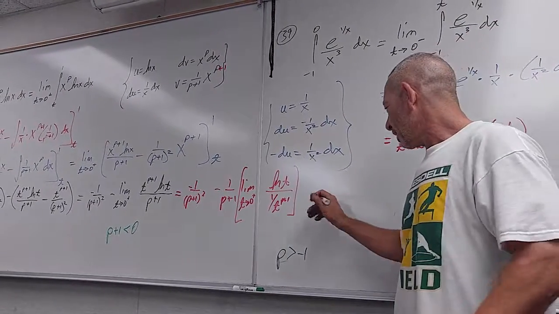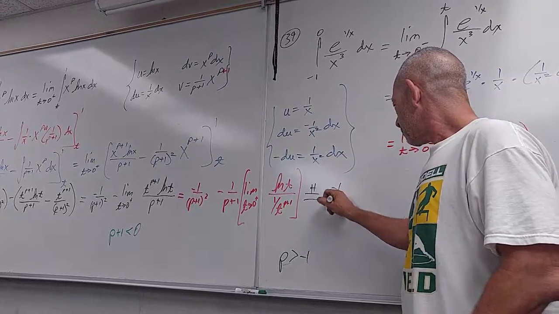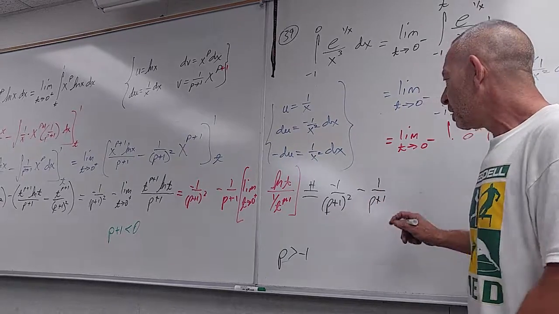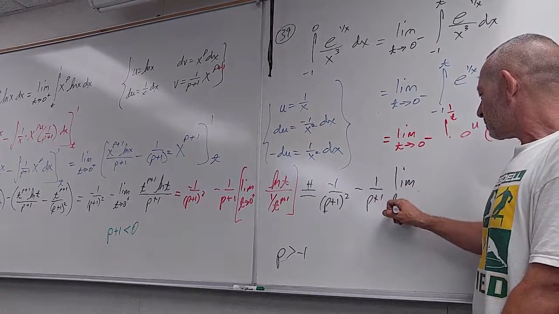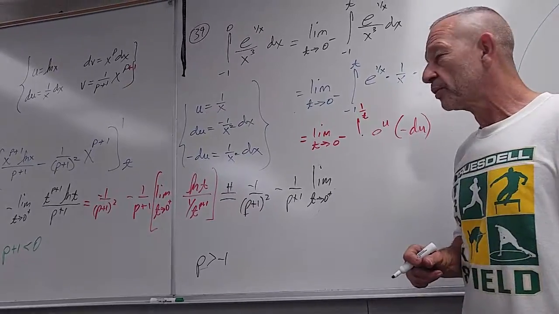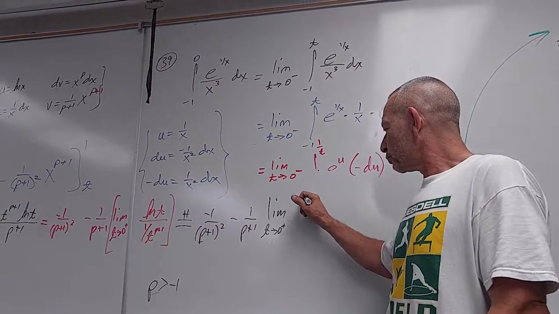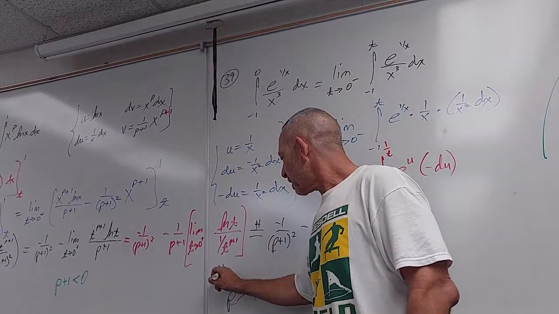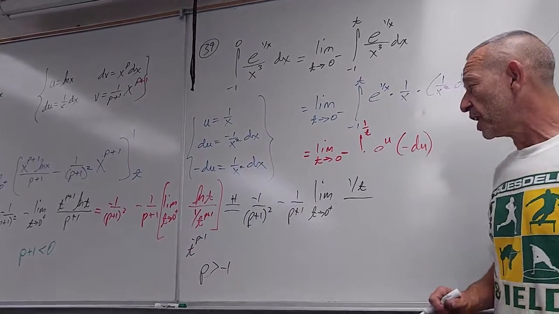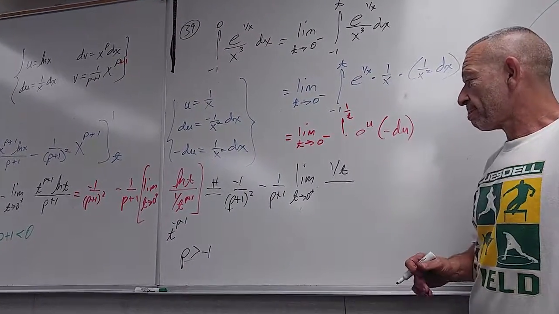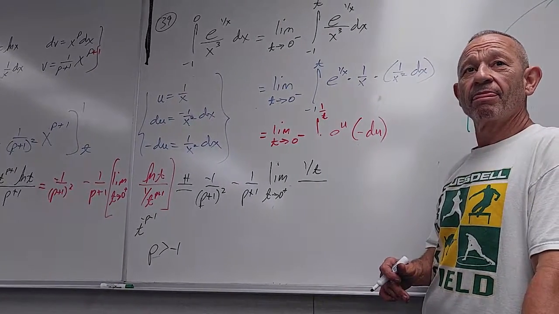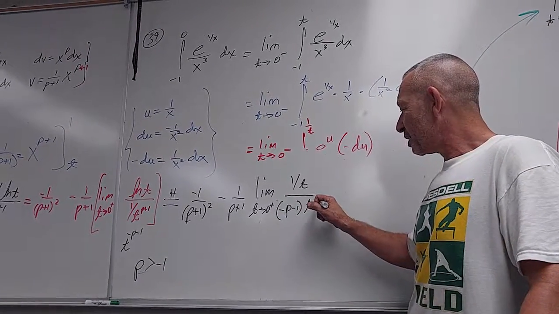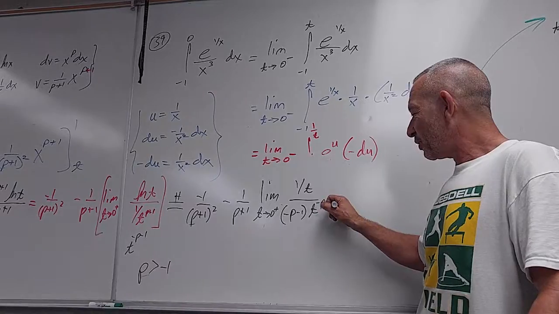So now we'll L'Hospital it. Minus 1 over p plus 1 quantity squared, minus 1 over p plus 1. And when we do L'Hopital's rule, we get the limit as t goes to 0 from the right. What about the numerator? 1 over t. The denominator, remember that that's really t to the minus p minus 1. When I do the derivative of that, what do I get? Minus p minus 1, t to the minus p minus 2.